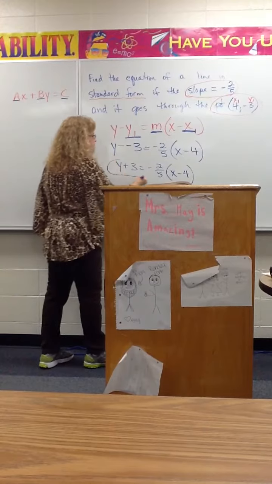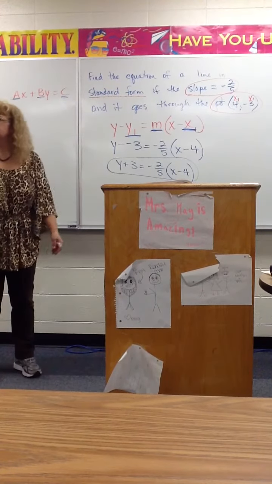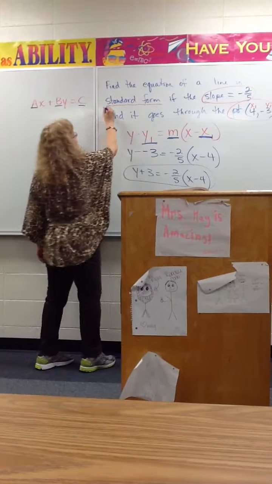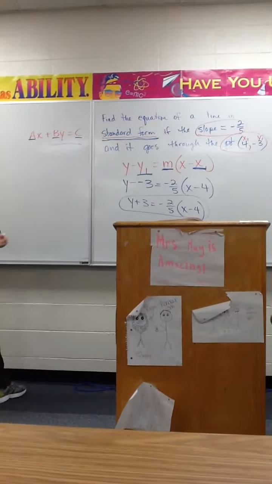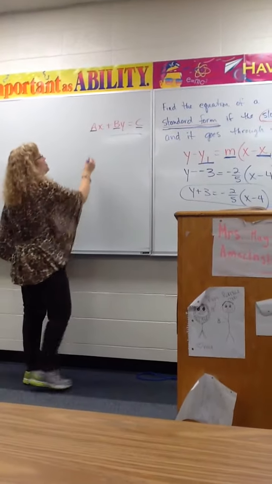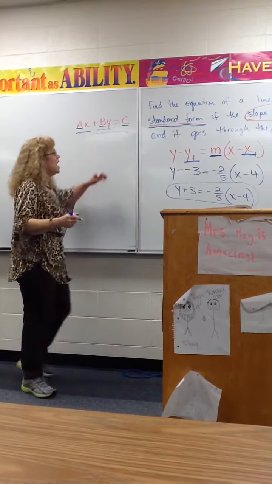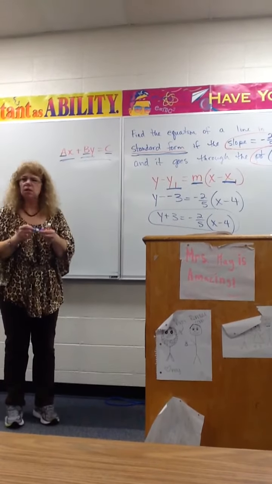Now, if it didn't say that it had to be in standard form, we could probably leave it almost like that. But it says in standard form. Remember, we need to get it to look like this. So we've got to rearrange. We've got to get the x term and the y term on one side and the regular old number term to the other side. How are we going to do that, Gavin?